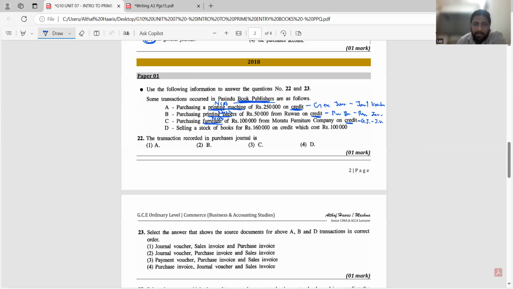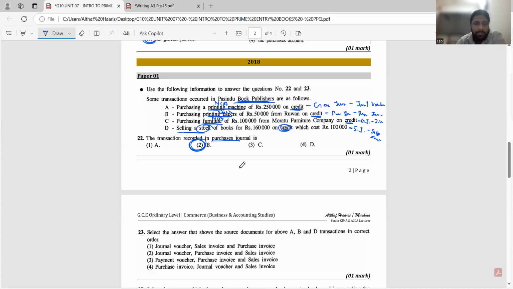Selling a stock on credit basis. Stock means the main item, no? Main sales on credit, sales journal. Sales journal, source document, sales invoice. So here they are asking for the transaction recorded in the purchase journal. That is the second transaction, B.